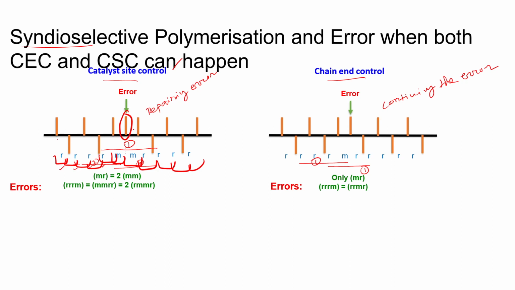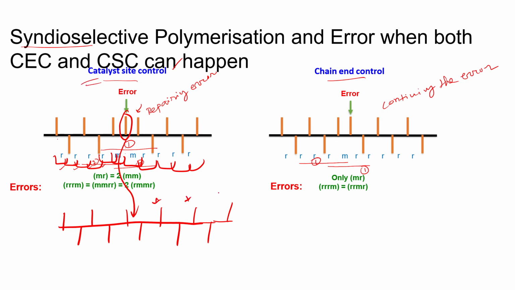Because if it has, let's say, no error, then you have this kind of system. So no error is there. Here only one error. So this thing should be below, but it is above. Now from the next point, it is being corrected as you are using catalyst-site control. It is corrected. So for this again you are seeing only two MR diads, and the rest of the things are like chain-end control. Once one error is there, the error persists. So this error now continues.